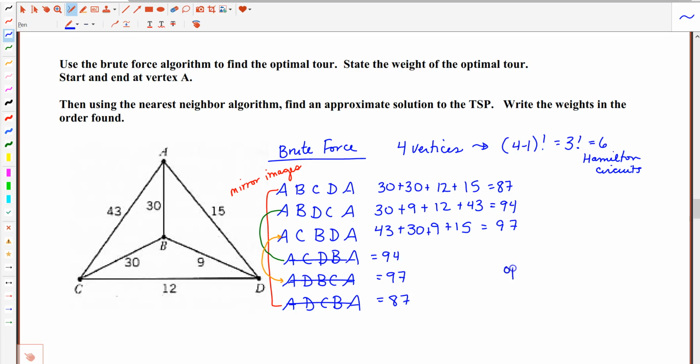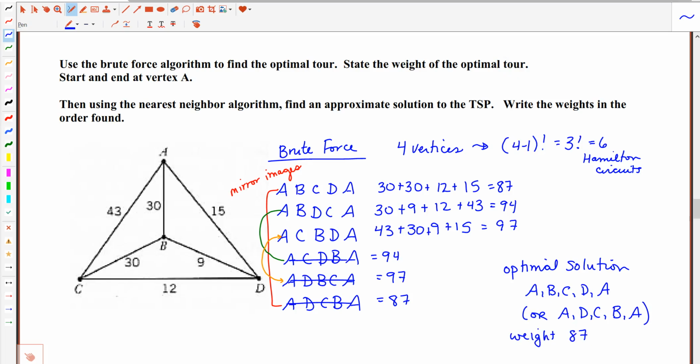So now that we know all of the different possible Hamilton circuits and all of their different possible weights, it's easy for us to state what the optimal solution is. The optimal solution will be this one with the weight of 87. So A, then to B, then to C, then to D, back to A. Or, and you don't have to state both of them, the other one that would be acceptable for you to state is its mirror image route. So that is the optimal solution, and then it says state the weight of the optimal tour. So it has an overall weight of 87.